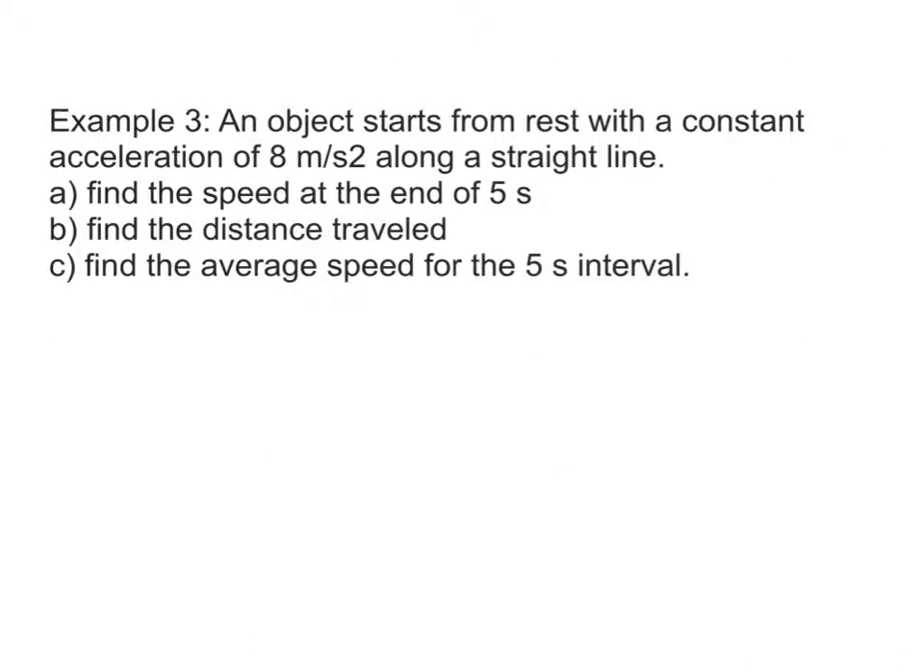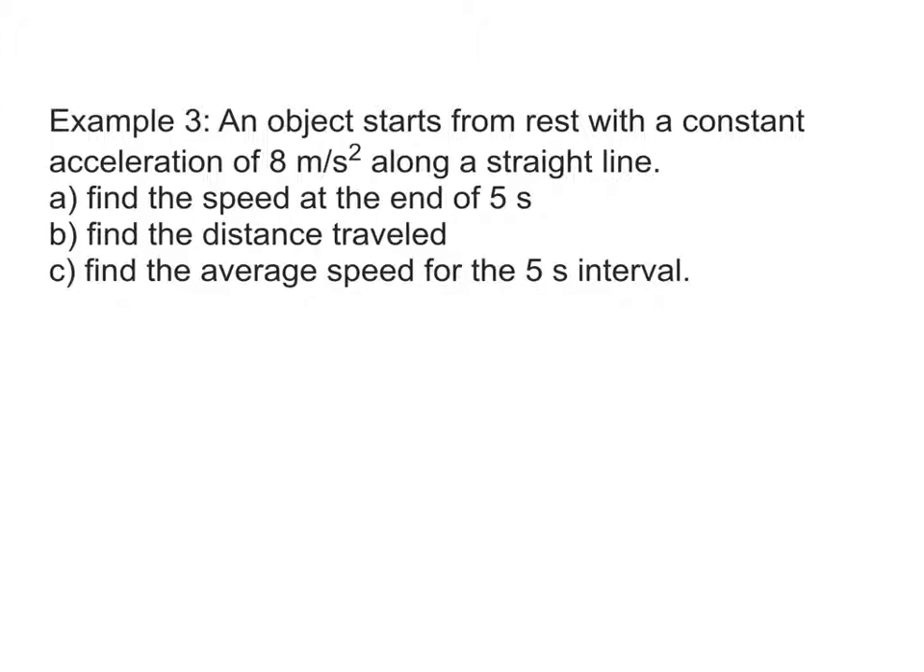Okay, and for our third example, an object starts from rest with a constant acceleration of 8 meters per second squared along a straight line. A, find the speed at the end of 5 seconds. B, find the distance traveled. C, find the average speed for the 5-second interval. So we'll start with our diagram.